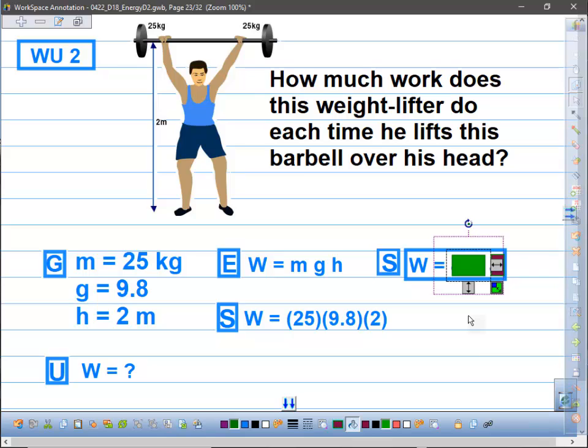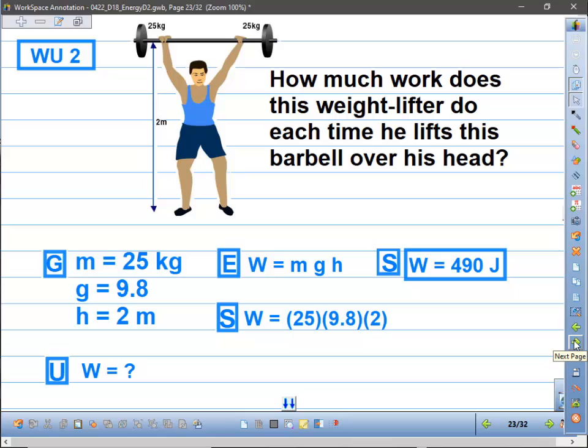What do you get for the work done by the weightlifter? 490. Now the units, you have to remember the units, because we always have to put units in our answer. How do you figure out the units for work? Now, if you don't remember, you can look in your table of contents in the very front page of your notes. It's joules. 490 joules of work is how much he does when he lifts the barbell once.